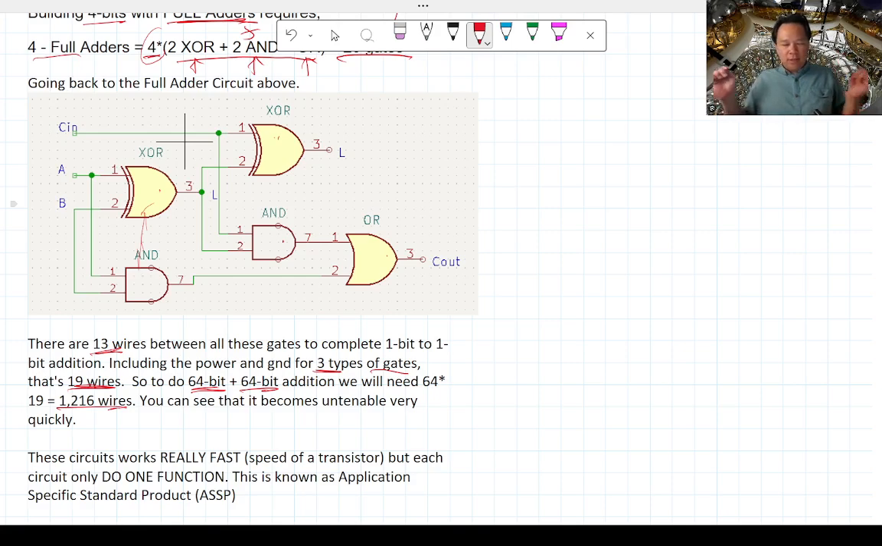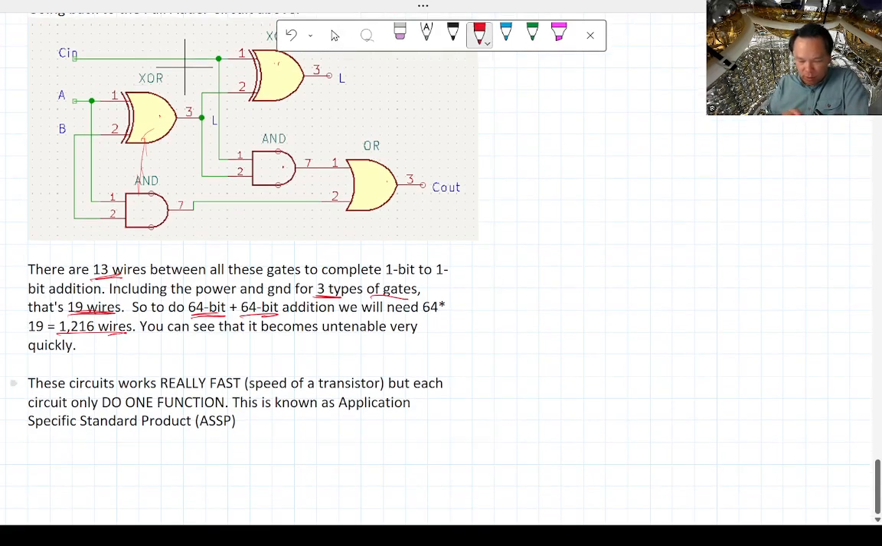Basically, the speed of light divided by the length of your wire. Wait, is that right? No, it's the length of the wire divided by the speed of light. That's the delay you're getting. So we're talking about stuff that is less than a nanosecond, and this works really fast.